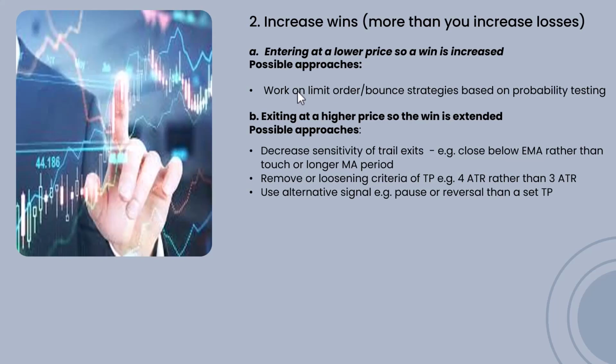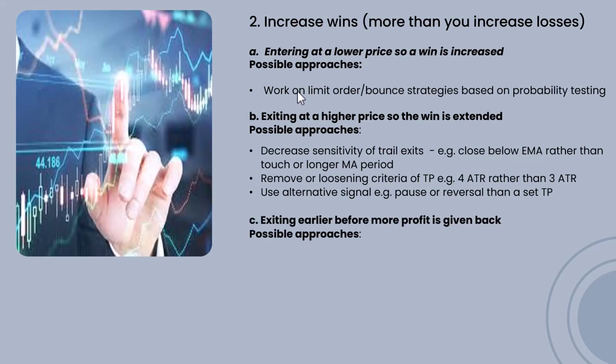We could use alternative signals. So rather than set a take profit, we could use a pause or reversal as a way to get out rather than a take profit. Now, there are dangers with this, of course. What we're doing here is we're saying these are alternatives, go and test them out. Not having a take profit allows that further run up. The exception to this may be if there's a specified previous level of resistance in a long trade, which can obviously be a reversal point in itself.